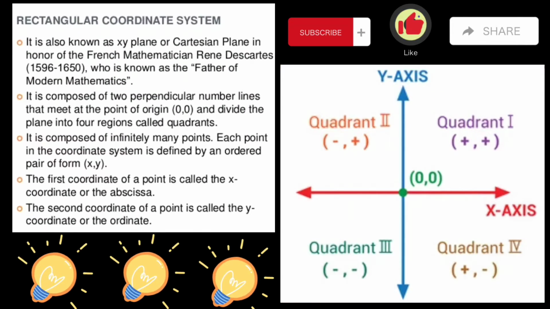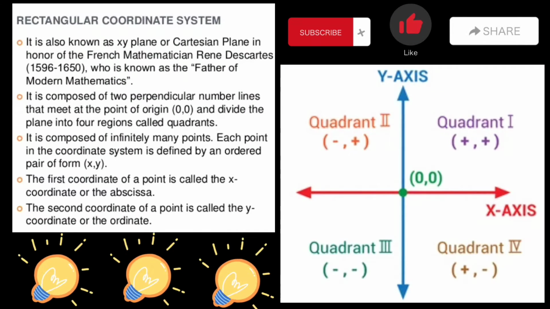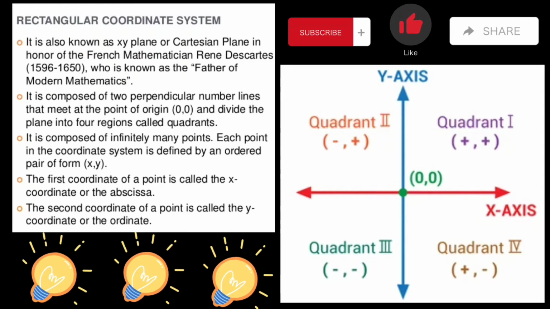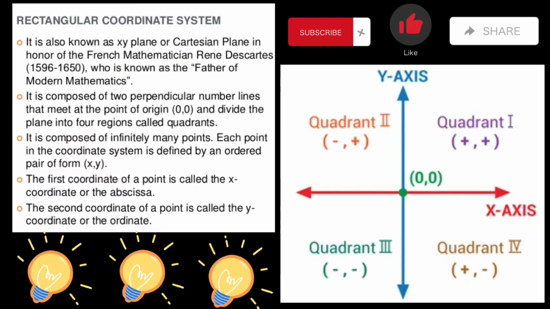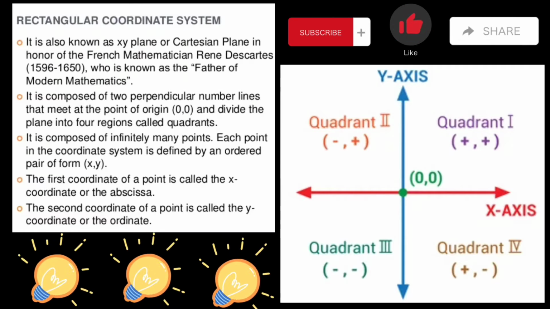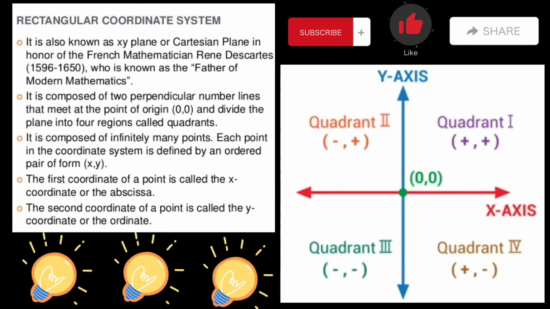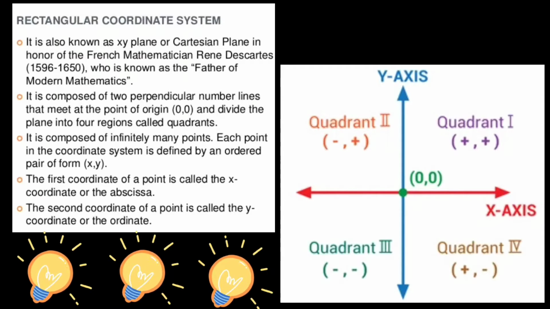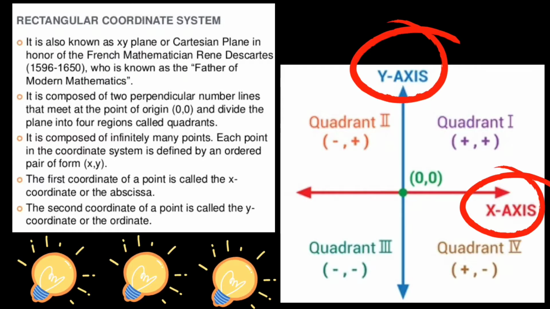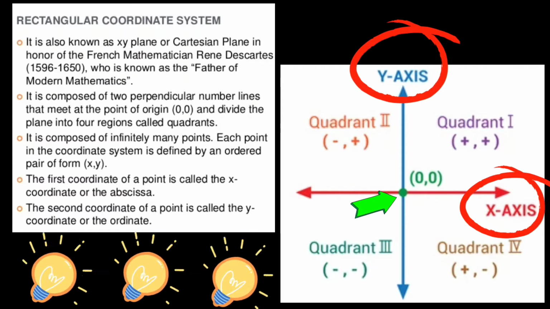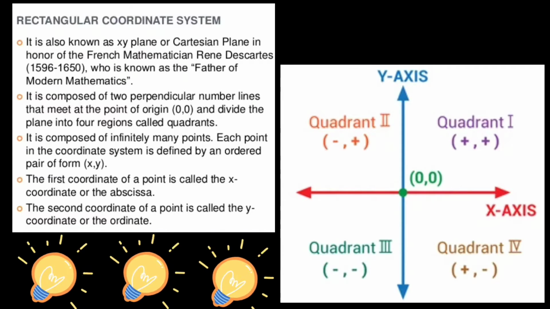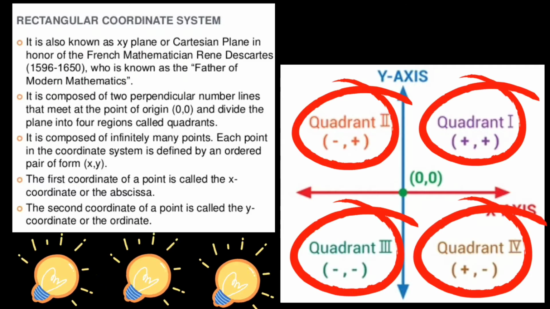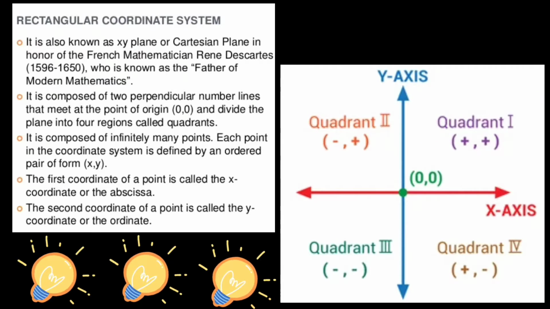The rectangular coordinate system is also known as the XY plane or Cartesian plane in honor of the French mathematician René Descartes, who is known as the father of modern mathematics. It is composed of two perpendicular number lines that meet at a point of origin and divide the plane into four regions called quadrants. It is composed of infinitely many points.